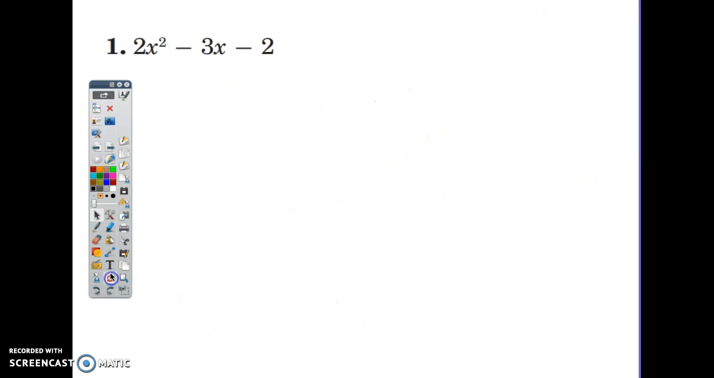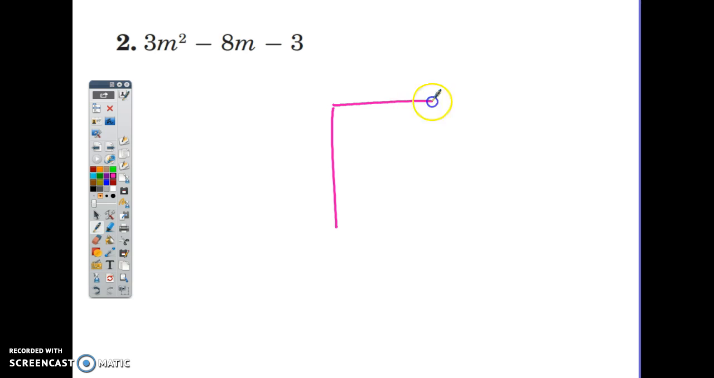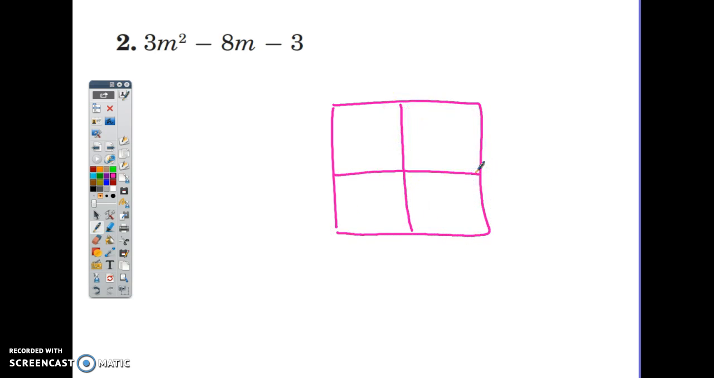Okay, so the next example we're going to do is problem number 2. I need you to write it down, and let's start filling in the box. Write down problem number 2 on your scratch sheet of paper, your work paper, and then we're going to fill in the box. So in the box, we only put the first term and the last term. The first term is 3m squared, and the last term is negative 3.